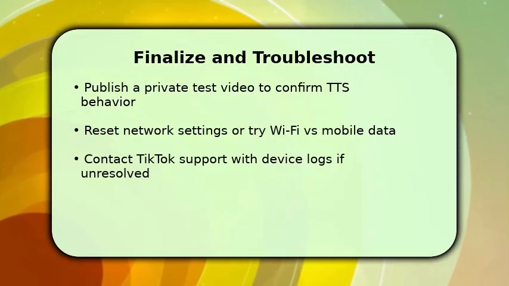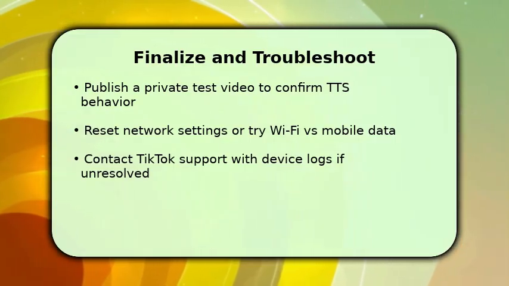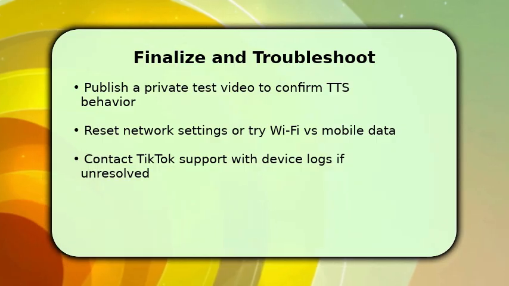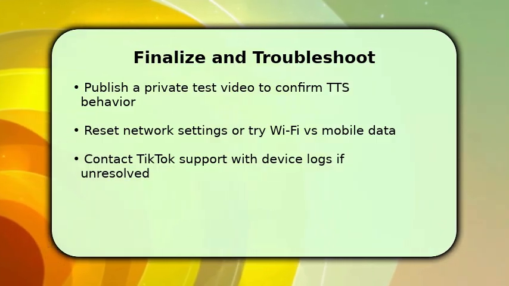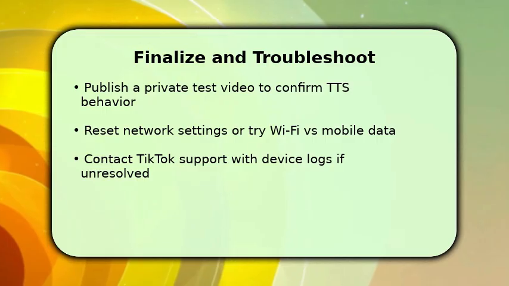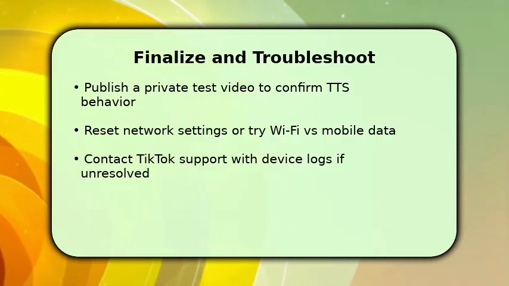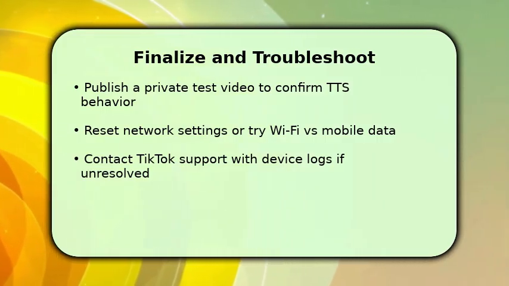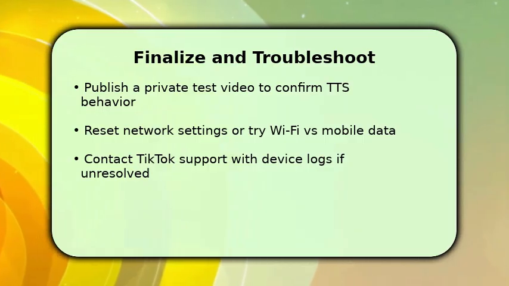Finish by validating results. Create a private test video, add text, apply text-to-speech, and listen through headphones and speakers. If audio is missing or robotic, toggle network connections. Wi-Fi sometimes fetches voices better than mobile data, and restart the device.